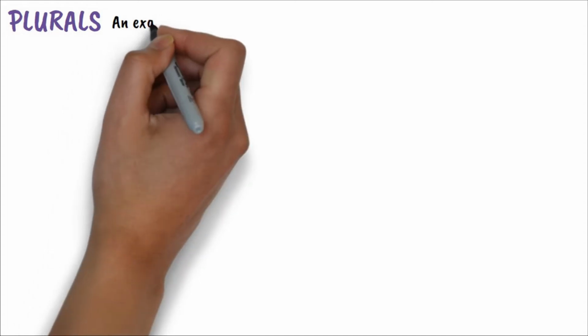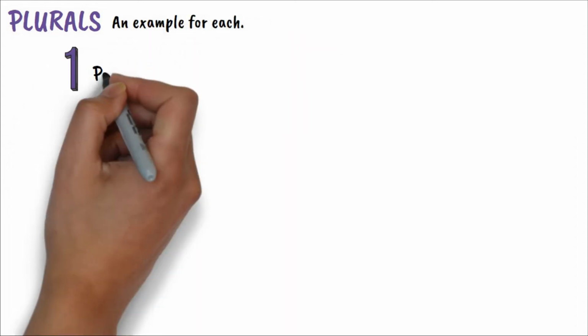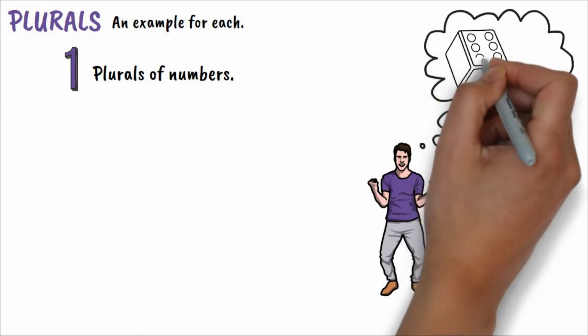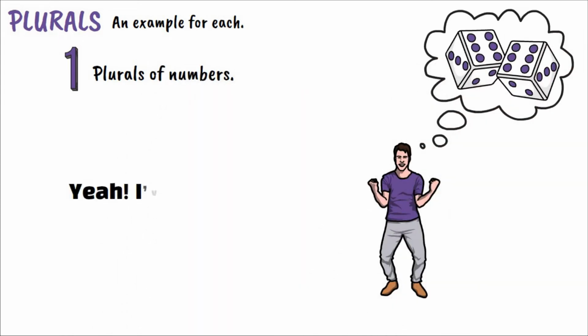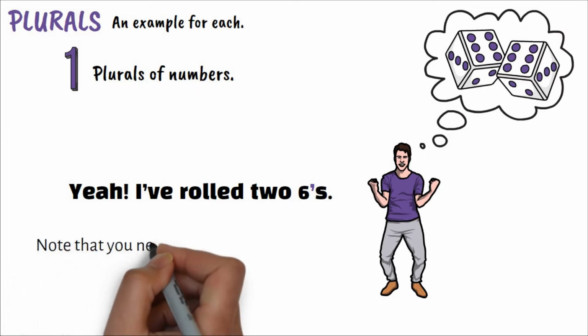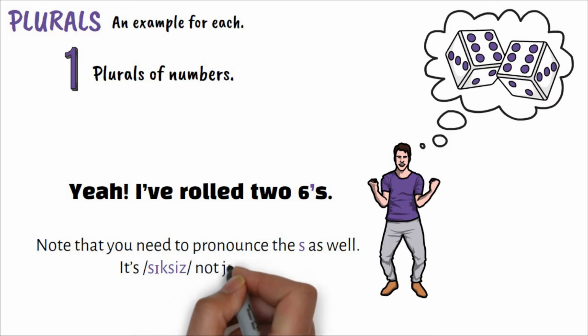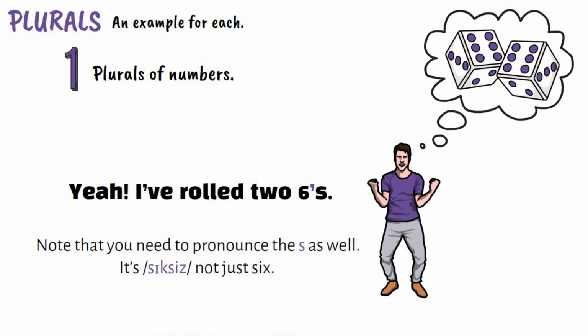Let's now look at plurals. We have an example for each one of these. First, plurals of numbers. Yay, I've written 2 6's. Note that you need to pronounce the S as well. It's 6's, not just 6.